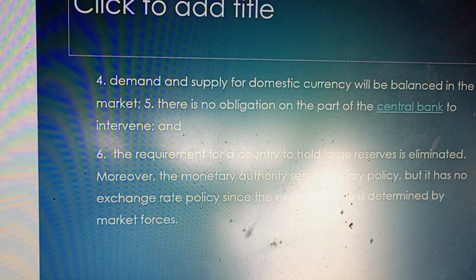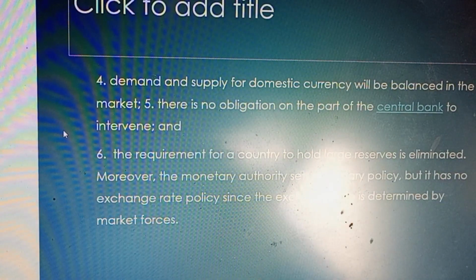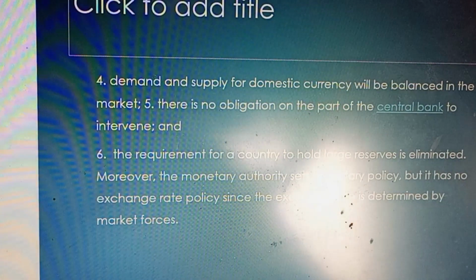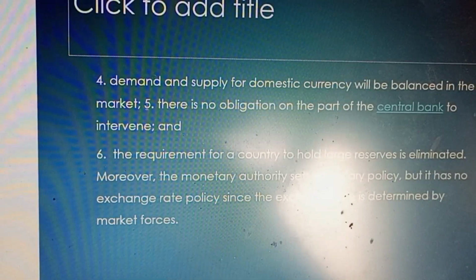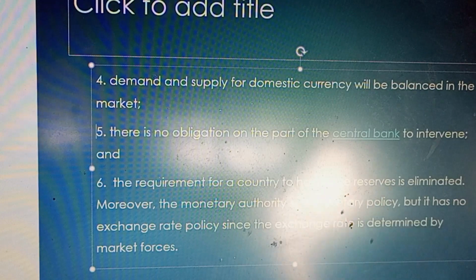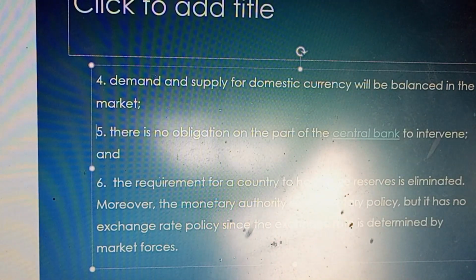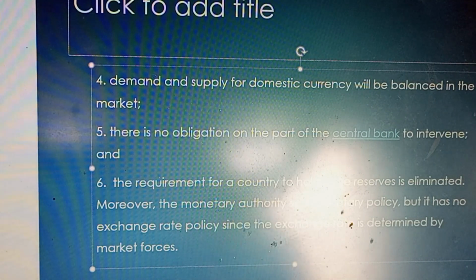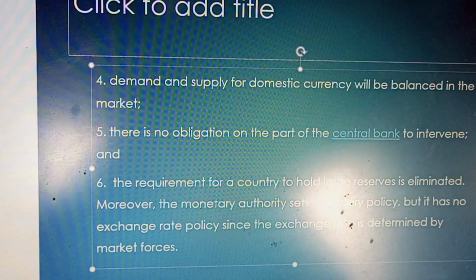And then the other one also is there is no obligation on the part of the central bank to intervene. There is no obligation for the central bank to intervene in this market. Then the last one, the requirement for a country to hold large reserves is eliminated. The requirement for a country to hold a large reserve is eliminated.